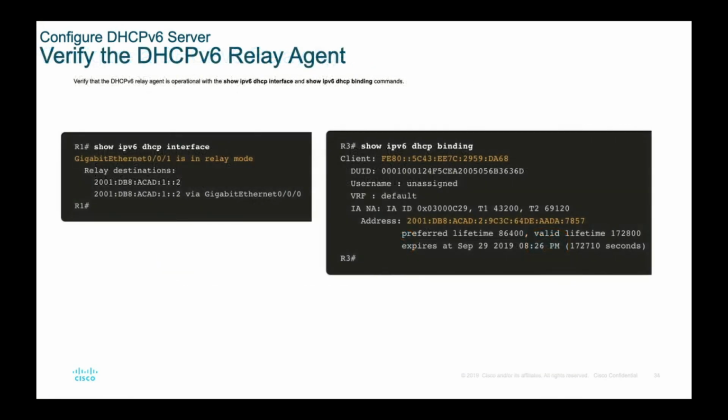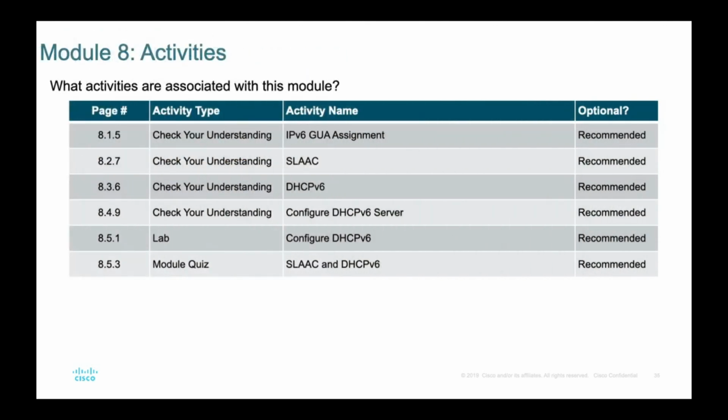So you can do show IPv6 DHCP interface. Okay, so on R1 you should stay in relay mode, but the binding will happen on R3 because the server is on R3. So that's all for module 8. So I want you to go to the NetAcad and do all those activities.